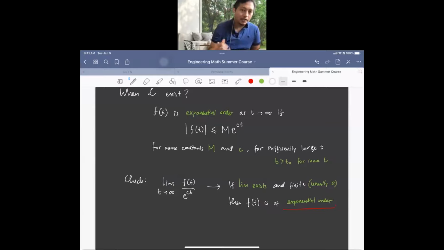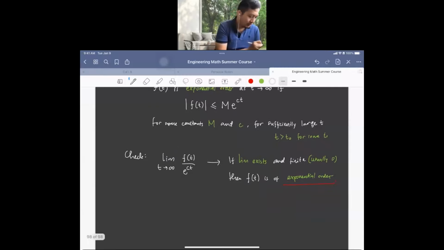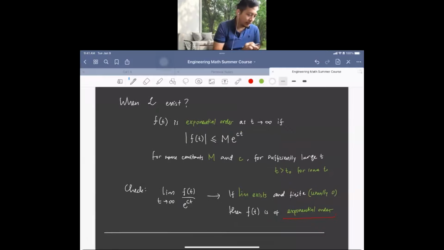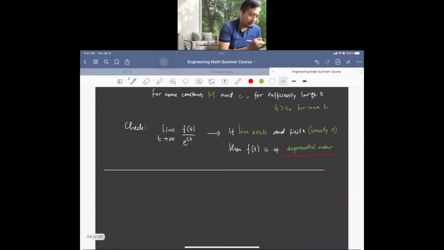So Laplace needs to be checked with this limit. Okay, and then we can say from this exponential order, the existence of Laplace.